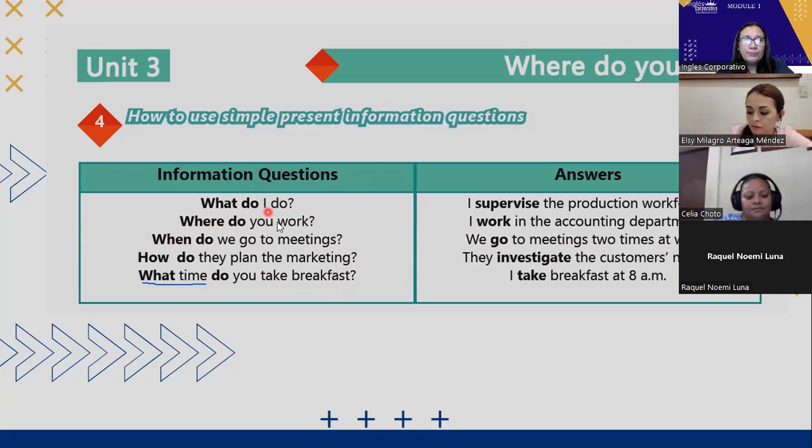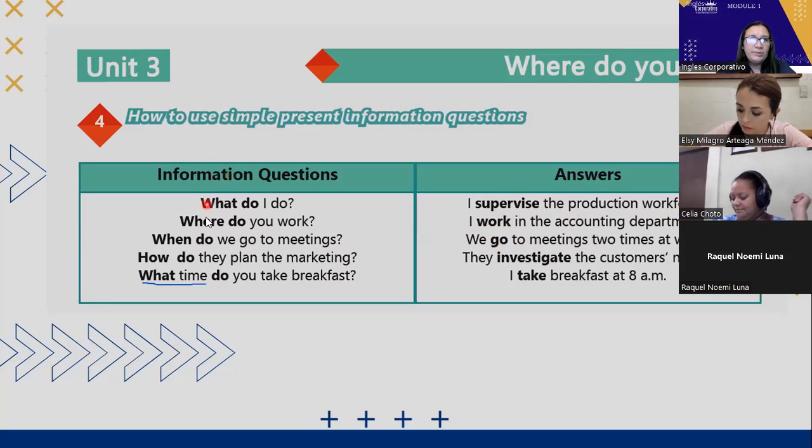Vaya, what do you do? Acá solo voy a sugerir que en lugar de decir I, digan you. What do you do? Para que la otra persona le pueda responder a qué se dedica. Yes? I cook. I supervise. I cook meals in a restaurant, podría ser. No sé a qué se dedica. I cook meals. I attend customers. I supervise the production workforce. I hire new employees. I write reports. ¿Qué hago realmente? Como algo específico. O lo más general, lo que hago en mi trabajo.